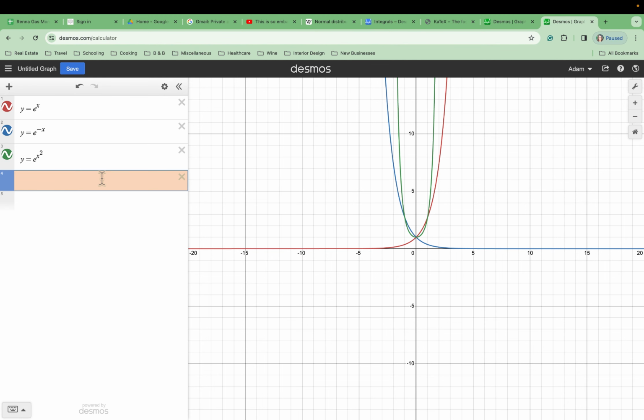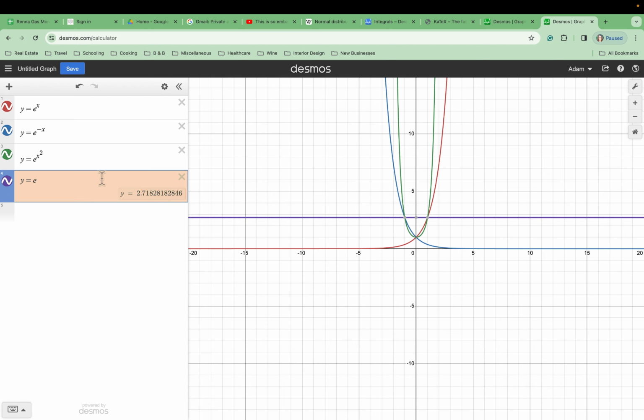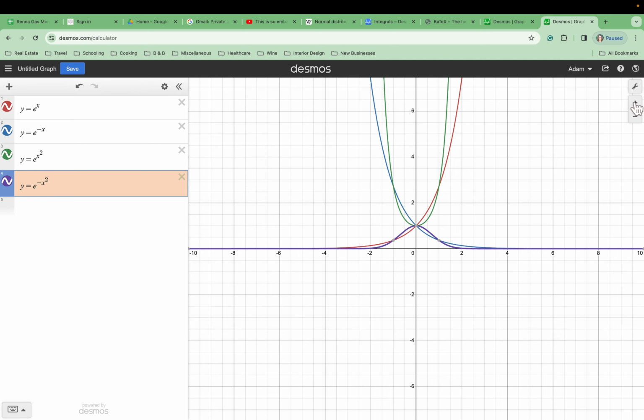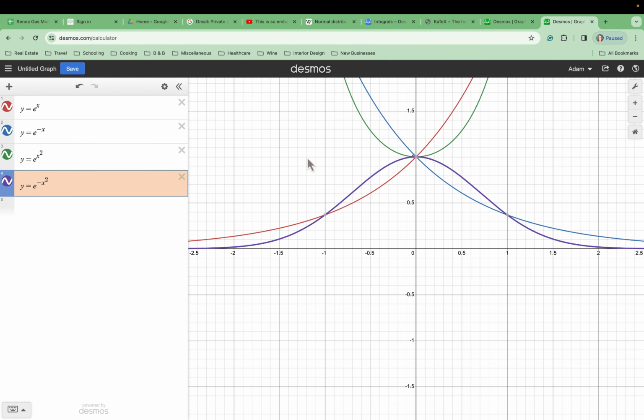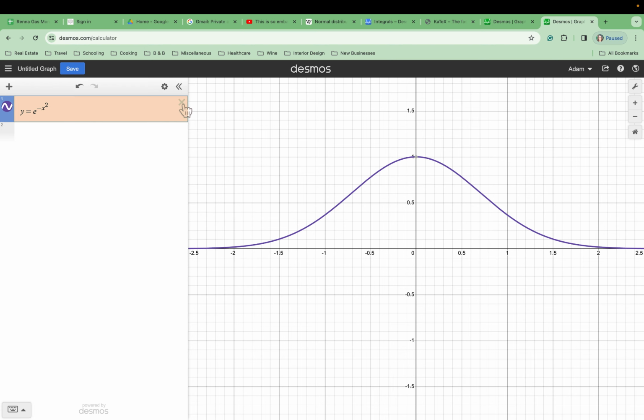Let's try one more thing. Let's go y equals e raised to the negative x squared. And wouldn't you know it? What does that look like? That looks a heck of a lot like our normal distribution. In fact, that looks exactly like our standard normal distribution at first blush.